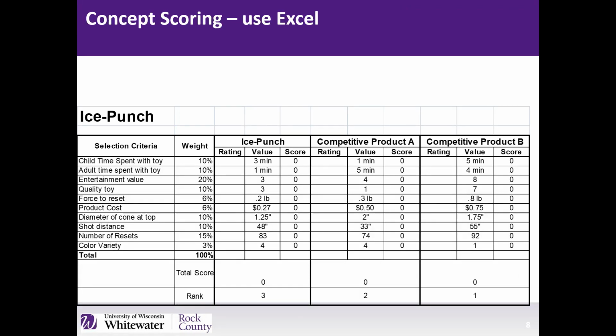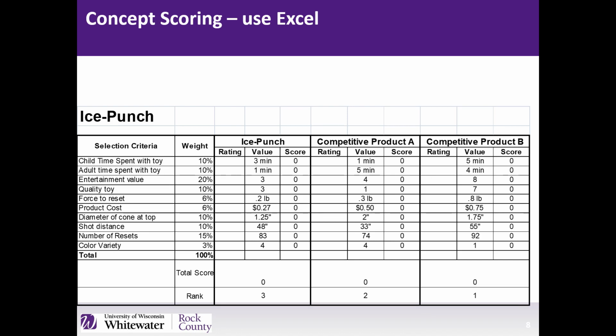So this is the last concept selection method I want to talk about. It's called concept scoring. It is a little different than the decision table, and it also is a little similar. So let's take a look at it. It looks very similar to the decision table.